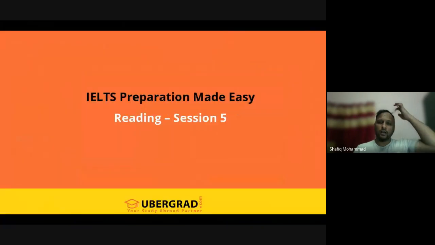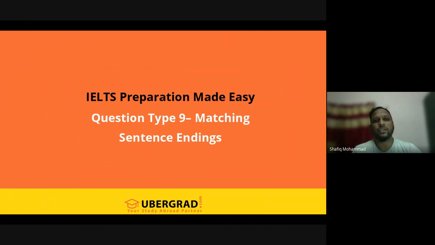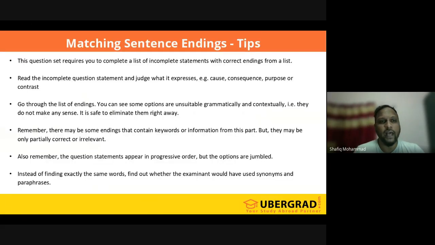Okay, today, session 5, we're going to see matching sentence endings again. So it is almost like matching a sentence to a sentence, or a continuation of it. Okay, so let's see what we have in here.